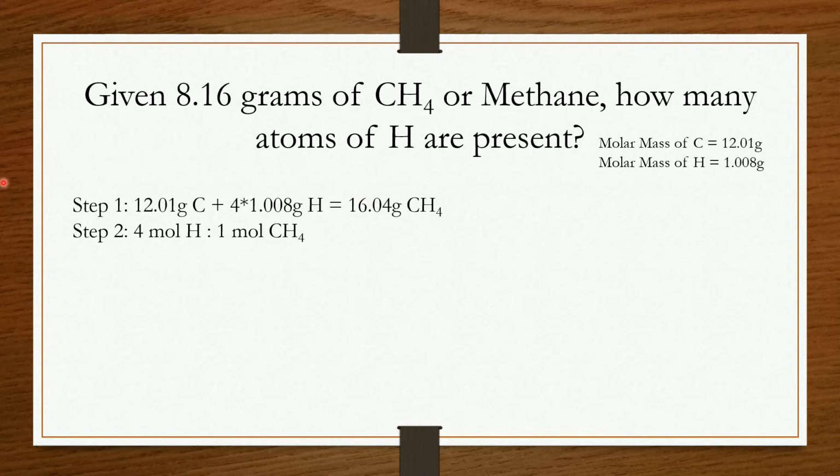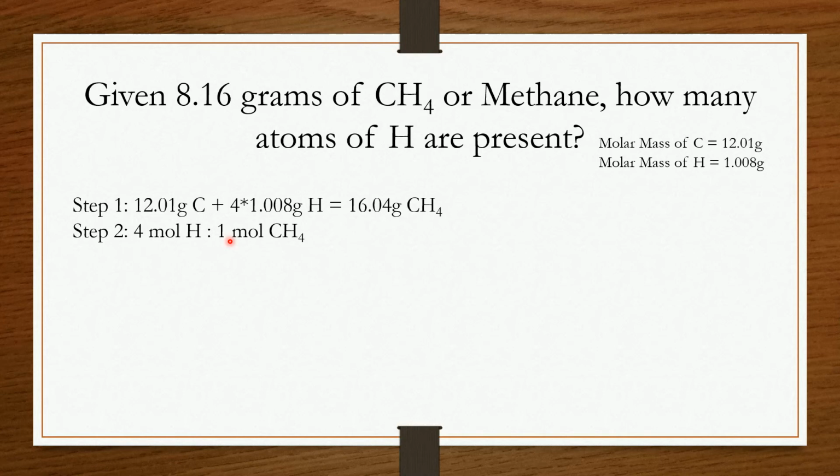Now that we have our conversion factor, we can find out how many moles of methane we have. From here we can determine by looking at the molecular formula, for every 1 mole of methane, there are 4 moles of hydrogen, as you can see there. We can then multiply by Avogadro's number to determine how many atoms of hydrogen we have present, excuse me.